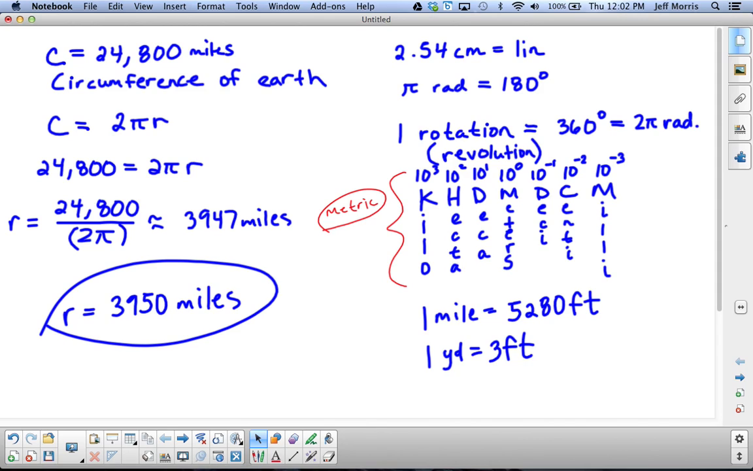Metric. Here's how I remember this. You want to know the way I remember this? I don't know if they teach this over in Germany. King Harold's daughter makes delicious chocolate muffins. Kilo, hecta, deca, meters, deci, centi, milli.